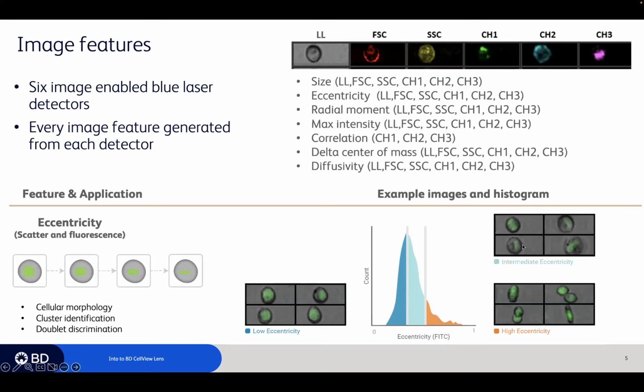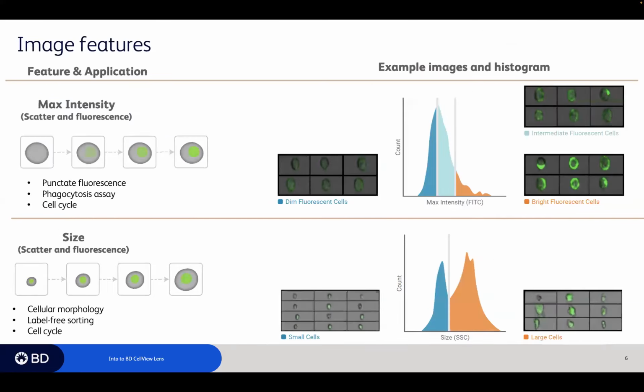Medium eccentricity, and then you'll see what this high-end eccentricity looks like. It's very oblong in terms of where the green signal's being collected. And so you can look at these pictures and think, well, eccentricity, for example, might be a really nice way to identify doublets. It gives you a picture of the morphology, depending on maybe it's one of the scatter or the light loss parameters or something you're looking at and so forth.